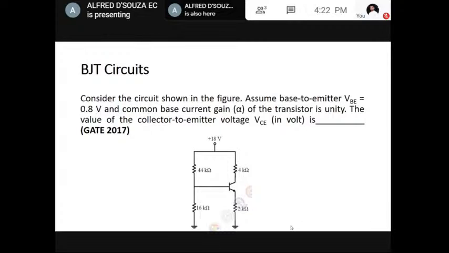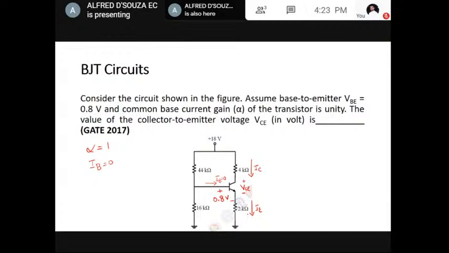Consider the circuit shown here. Assume that VBE is 0.8 volt. They are telling us this is 0.8. This time it is not 0.7, it is 0.8 volt. And alpha is unity. What this means is IB is 0, that means current is not flowing into the base. Whatever IC you calculate will be the same as IE. They're asking what is this voltage, VCE.